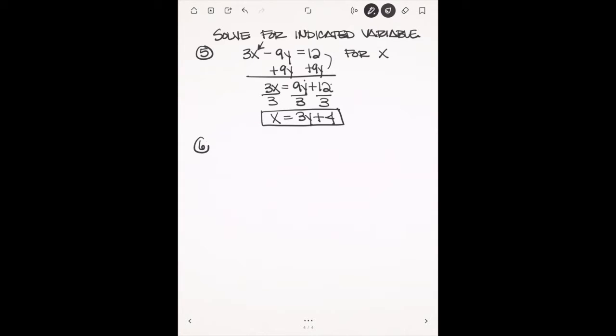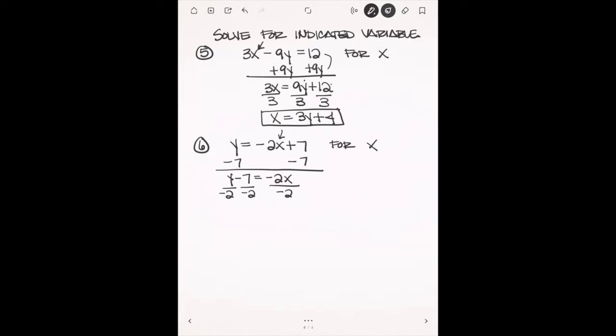Okay, number 6. Suppose you have a formula or an equation that's already in slope-intercept form. So you can see the slope and you can see the y-intercept, but they want you to solve for x. So they want you to get x by itself. So to do that, I'm going to subtract 7 from both sides. I get y minus 7 is equal to negative 2x. I'm going to divide everything by negative 2 to get x by itself.